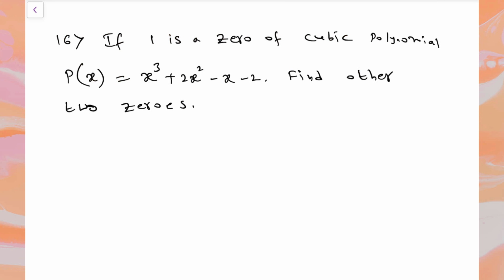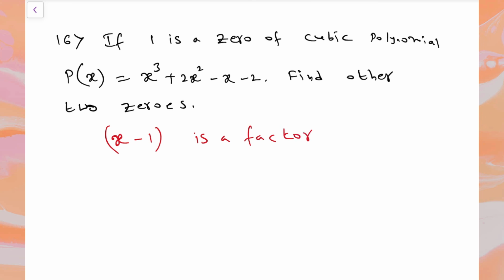Coming to question number 16. If 1 is a zero of the cubic polynomial p(x) = x³ + 2x² − x − 2, find the other two zeros. Here it is said that plus 1 is a zero, then the factor will be x − 1. Plus 1 is there means minus 1, minus 1 is there means plus 1. Just change the symbol, then this will become a factor.